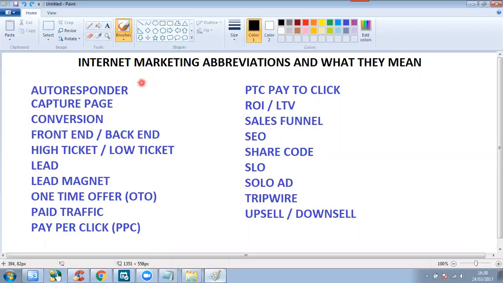So the first one is, we'll do this in alphabetical order. Actually, we'll do the first two, because they're tied together. The autoresponder and the capture page work hand in hand, and I'm going to explain what they are.